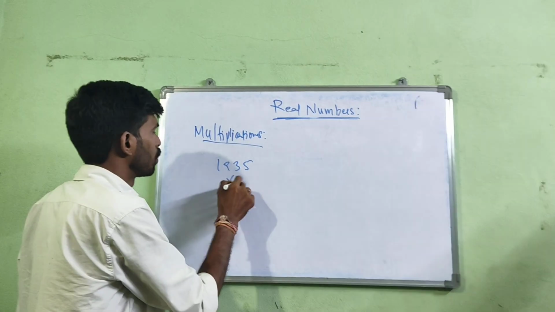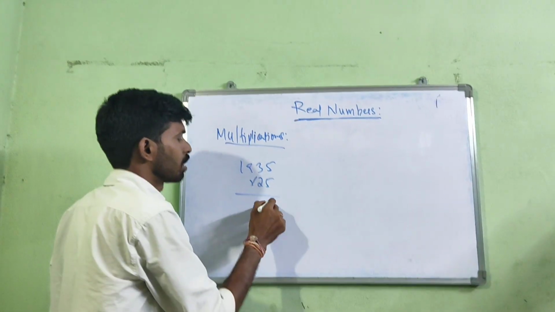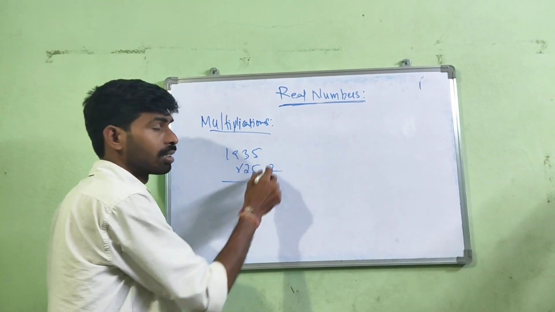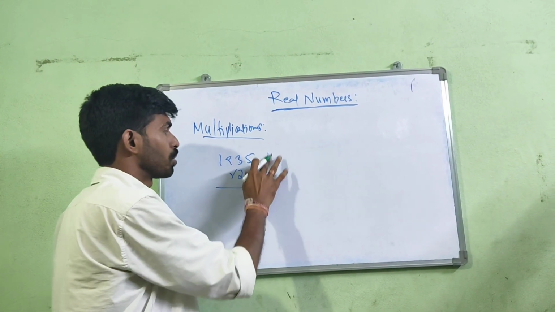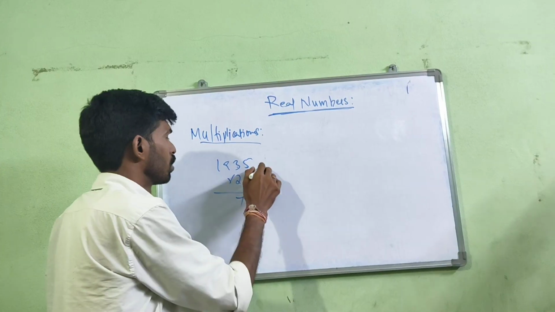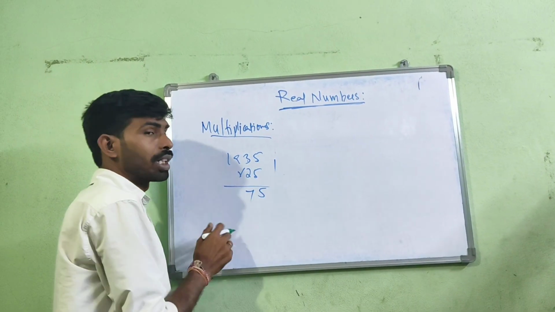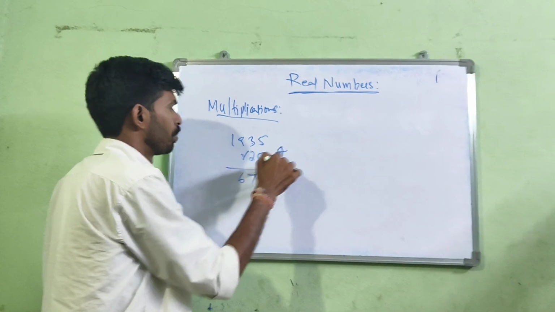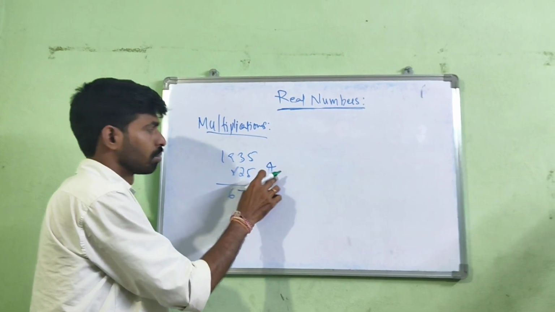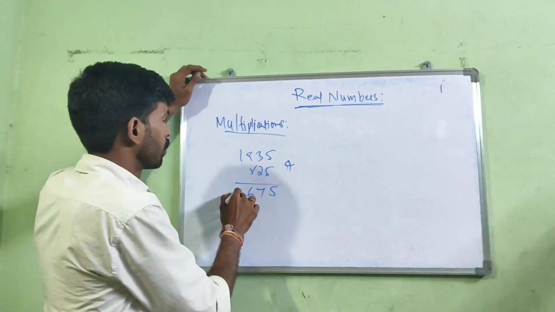193, 5 into 25, for example. 5 5s are 25, 5 3s are 15, 15 plus 2 is 17, 9 5s are 45, plus 1 is 46. Okay, 5 1s are 5, 5 plus 4 is 9.